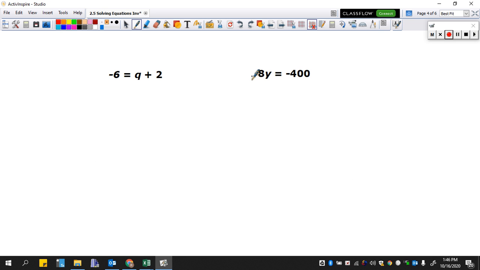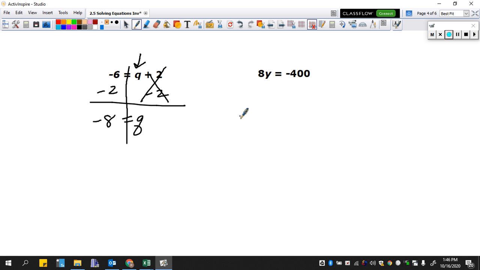Sometimes we run into an issue where the expression is not on the left-hand side like it normally is. Sometimes it's on the right-hand side like it is here. It doesn't matter. We still do the same thing. We're trying to get the q by itself in this case, so that means we need to undo the plus 2. The inverse operation of addition is subtraction, so we go minus 2, minus 2. 2 minus 2 is 0, so they cancel out. We're left with q is equal to negative 6 minus 2, which is negative 8.